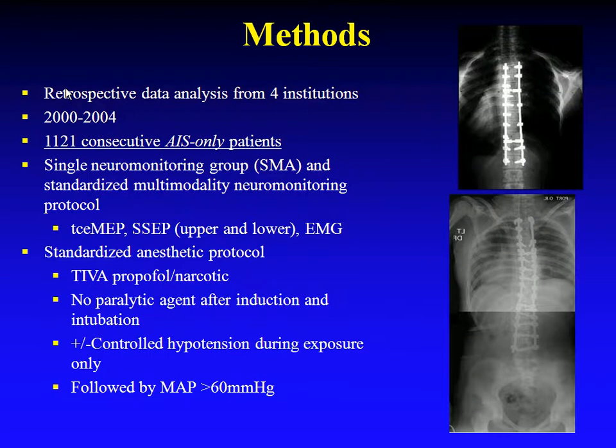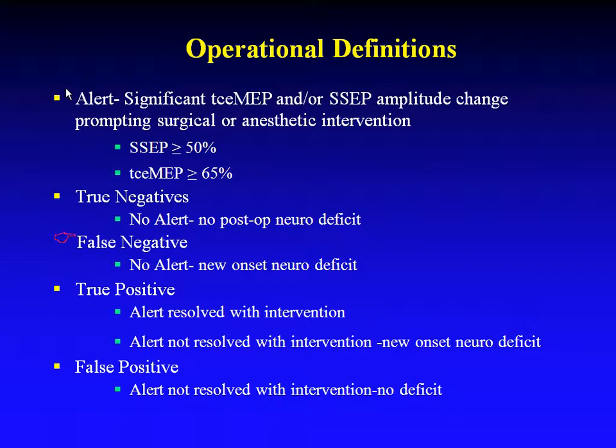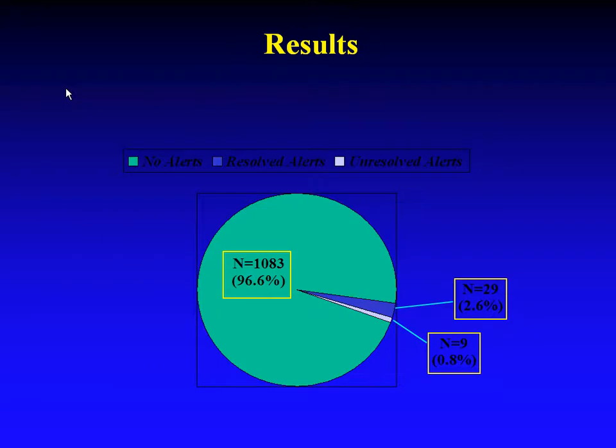So this was 1,100 patients from 4 centers. There was a standardized protocol at that point. We developed a protocol for this TIVA, or total intravenous anesthetic, no paralytic agents, controlled hypotension during exposure, and then raising the mean arterial pressure during the correction. And essentially, to make a long story short, what we found, there were no false negatives. Every neurologic change was detected.